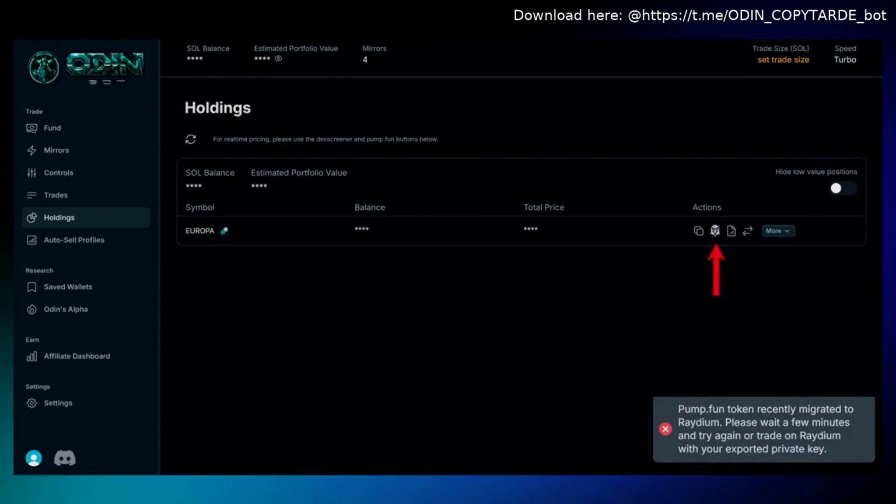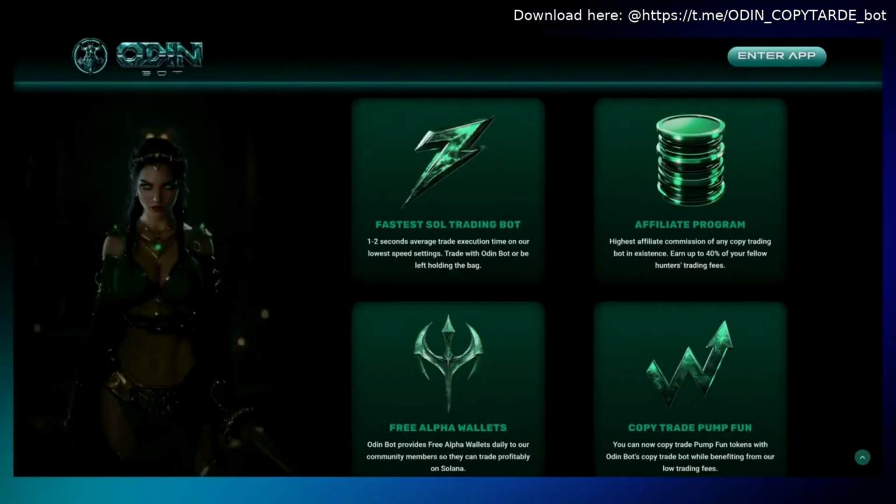In such cases, you can manually sell these tokens by finding them on DexScreener and trading directly through liquidity pools like Raydium or Meteora. These measures are designed to protect your investments while ensuring efficient trading. Remember, proper configuration and understanding these limitations will help you make the most of your Odinbot experience.